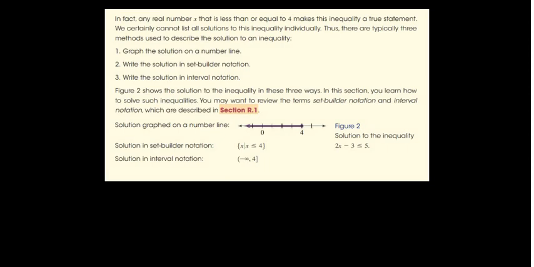Method number 1 is to graph the solution on a number line. Method number 2 is to write the solution in set builder notation. We'll talk about that in a moment. And method number 3 is to write the solution in interval notation. Figure 2 shows the solution to the inequality in these three ways. In this section, you will learn how to solve such inequalities.